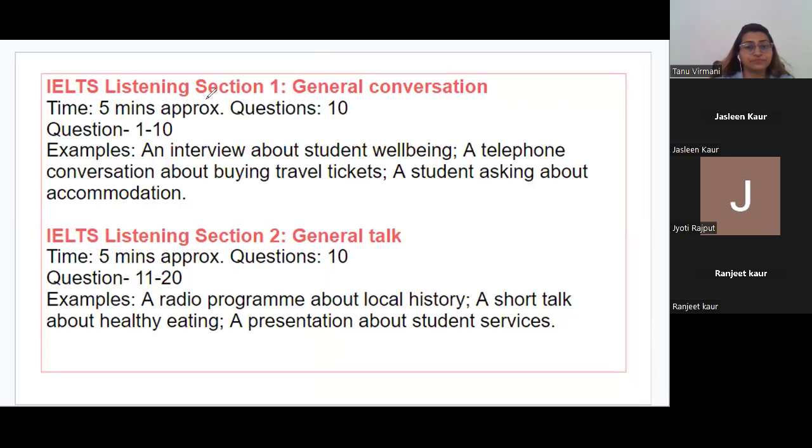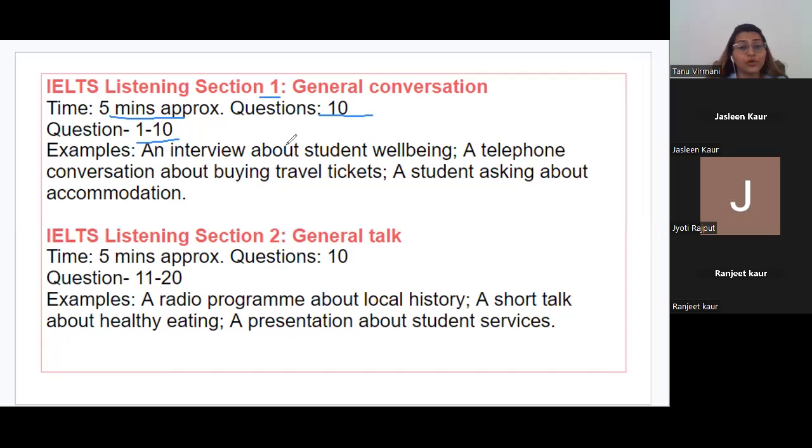Now see, section 1, as I told you, it's a general conversation, that means social conversation. The timing will be 5 minutes approximately and the total questions will be 10. So question number 1 to 10 come under section 1.